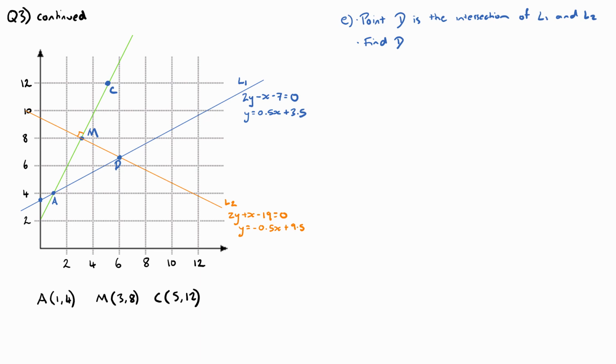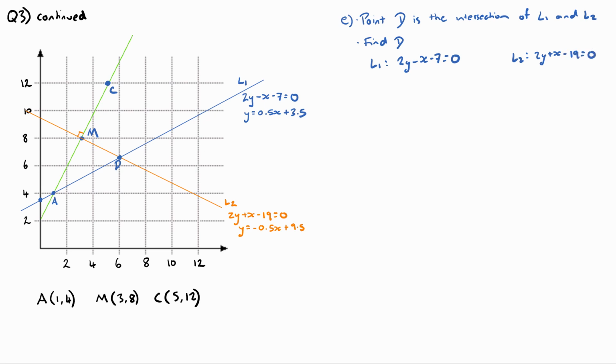We could use simultaneous equations, we could use our graphics calculator. I'm going to show simultaneous equations here. Okay, so we have line 1 has the equation 2y minus x minus 7 equals 0, and line 2 has the equation 2y plus x minus 19 is equal to 0.